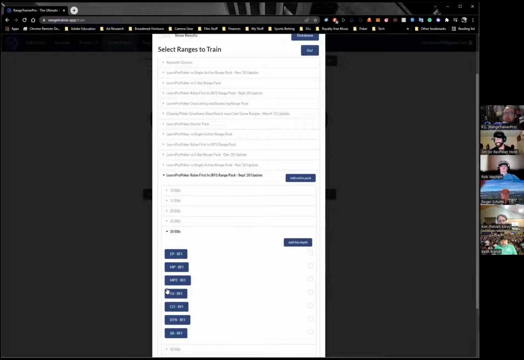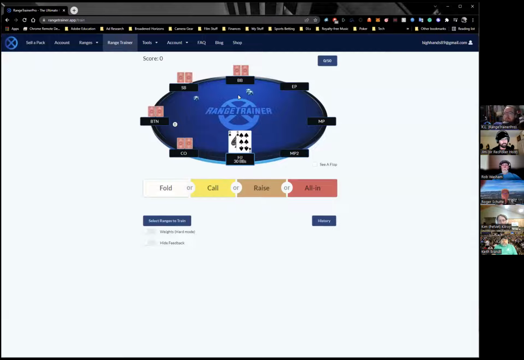Let's say that you're having trouble with 30 big lines from late position. You could come in here, say, I want to study hijack, cutoff and button on 30 big, hit go, and then it's going to give you 50 hands from those positions at that stack depth and ask you, what should you do in this situation? You can adjust how many questions or situations you go through. I have it set to 50.